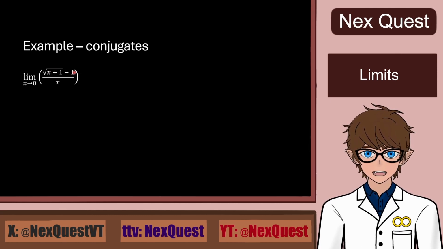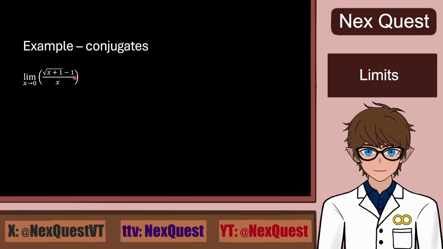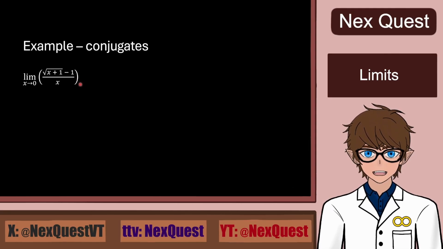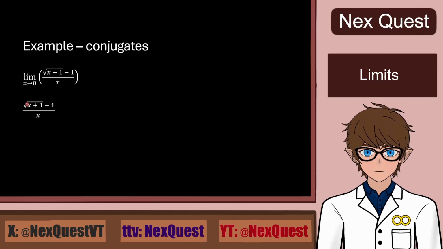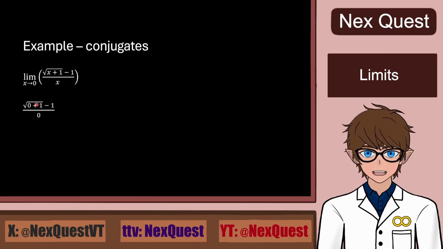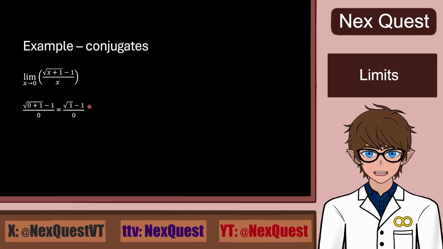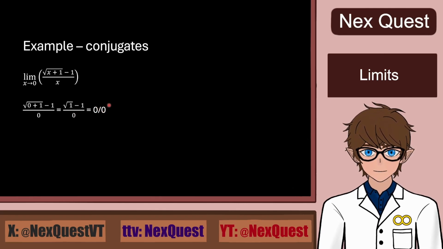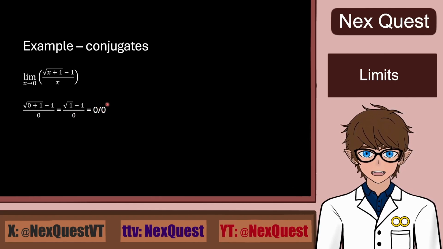Anyway, for the example of conjugates, we have a limit of this wonderful function, which I'd hate to have to draw manually, so thank God, or well, Eli Luberov, for making Desmos. Anyway, let's try to substitute and solve the limit the lazy way first. So we copy the function, insert 0, we get 1 minus 1 divided by 0, and we get 0 divided by 0 again. So let's use conjugates to get rid of the radicals.